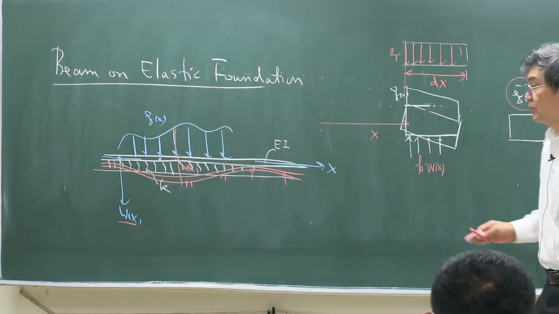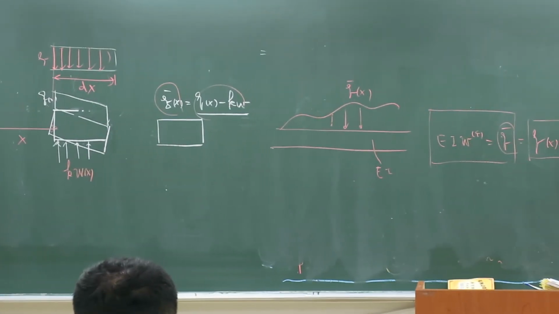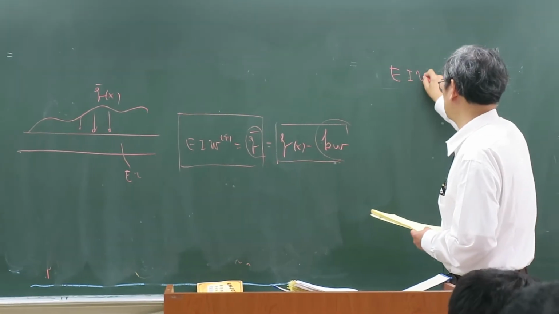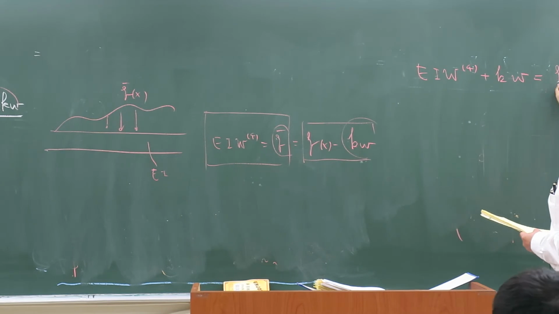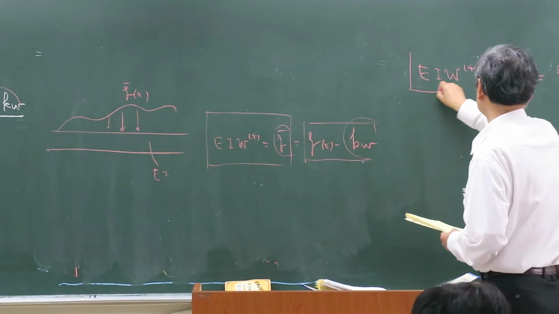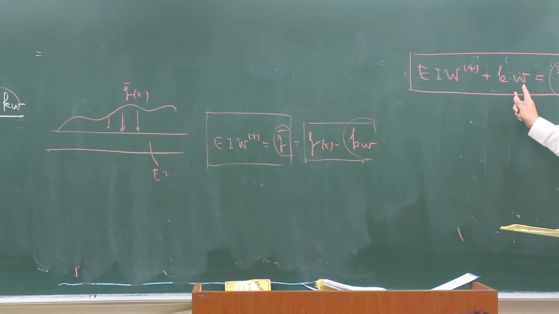Okay? So now we come up with the governing equation for a beam on an elastic foundation. Okay? So I move this term over, and it will be EI w fourth derivative plus Kw equal to q(x). So this is my governing equation for a beam on an elastic foundation with distributed load q(x). Understand?